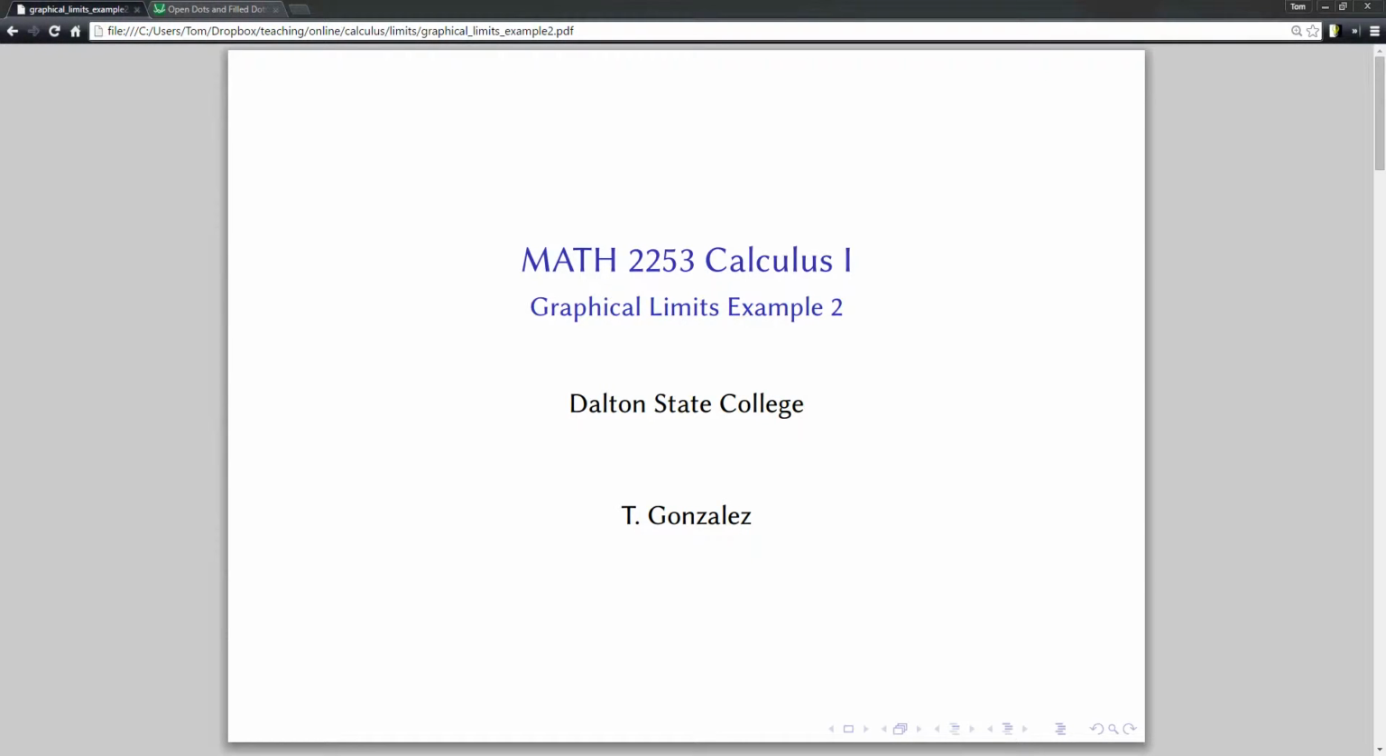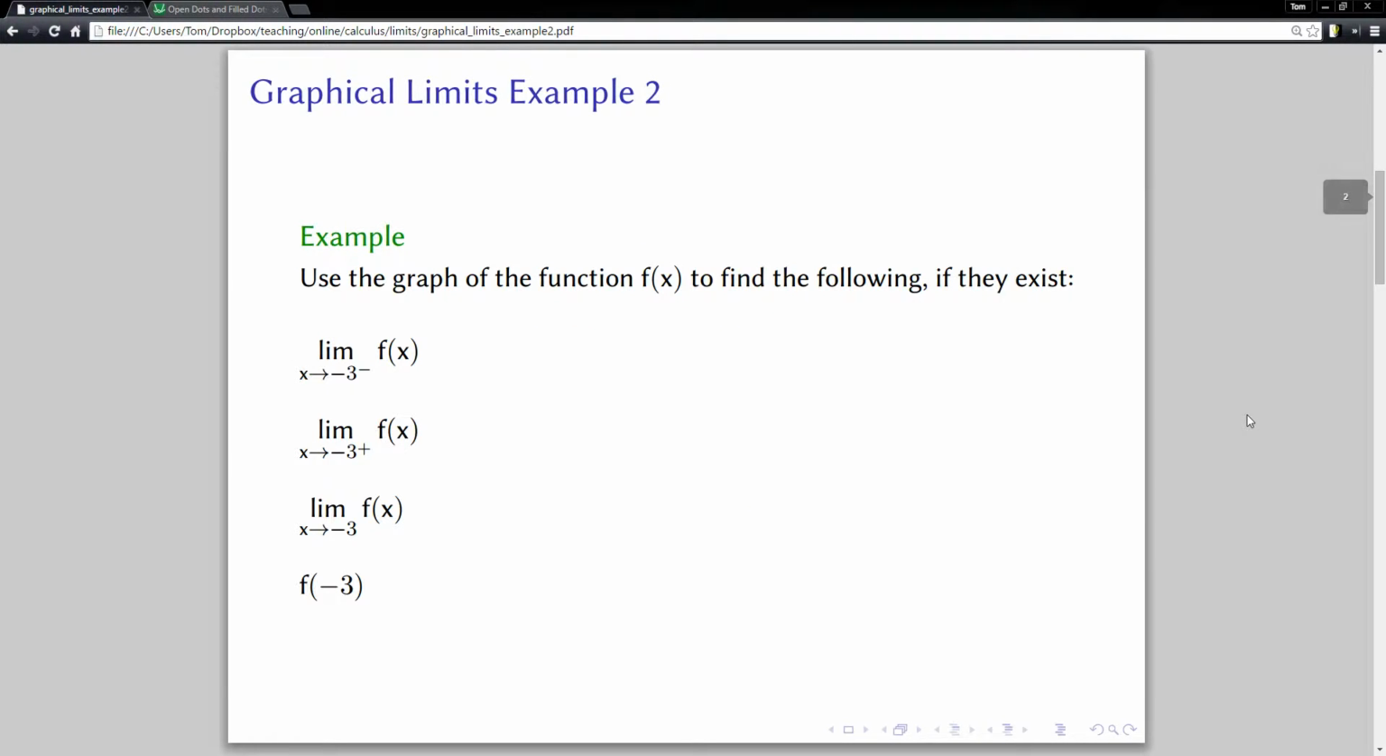In this example, we're going to calculate a limit by using the graph of the function. So use the graph of the function to find the following, if they exist: the limit as x goes to negative 3 from the left, the limit as x goes to negative 3 from the right, the two-sided limit as x goes to negative 3, and the function value at negative 3, so f of negative 3.